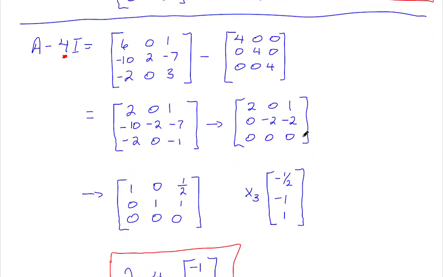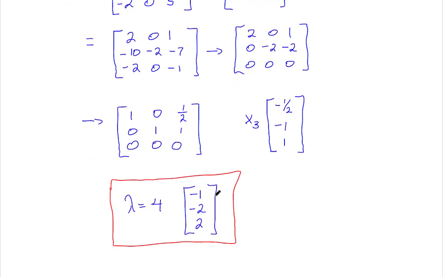When it's 4, I repeat the same process again, subtracting, doing my row operations. I get x3 times (-1/2, 1, 1) and so to clear the fraction, multiply everything by 2. And so I get (-1, -2, 2) for the eigenvalue of 4.